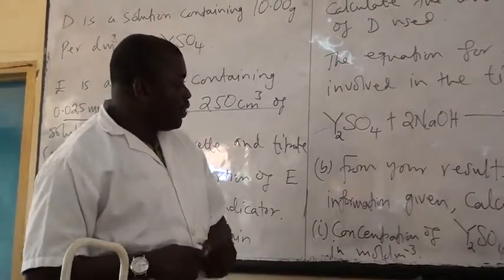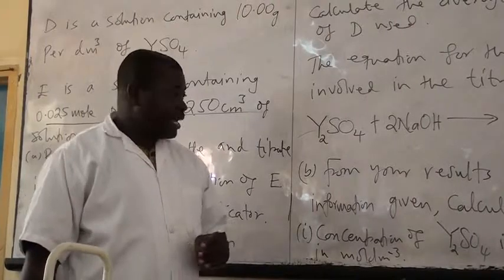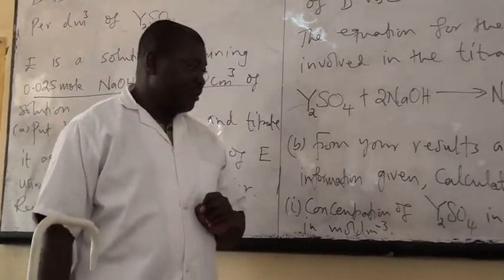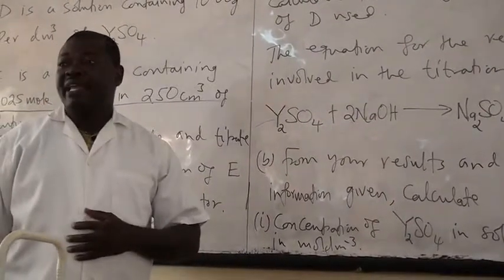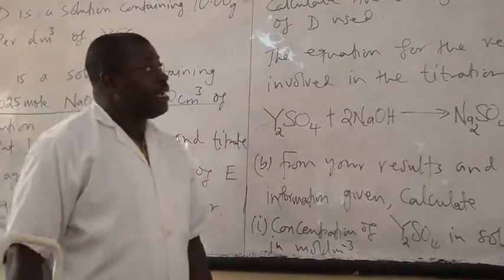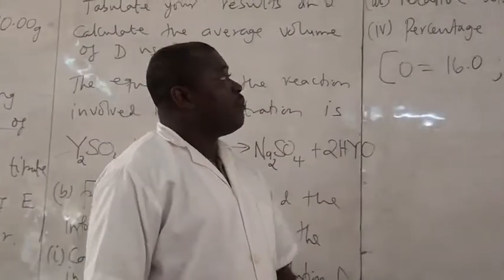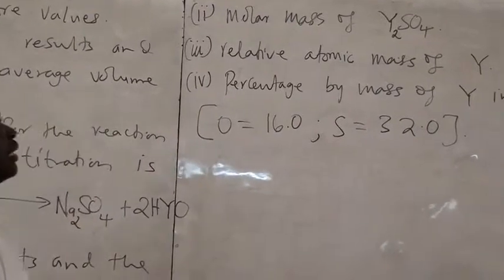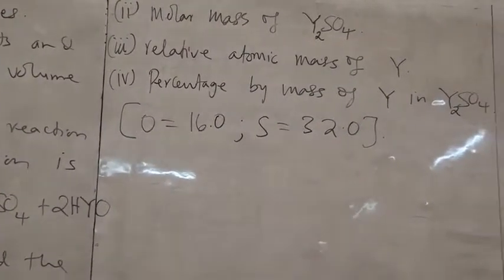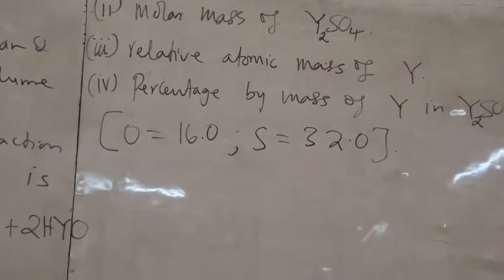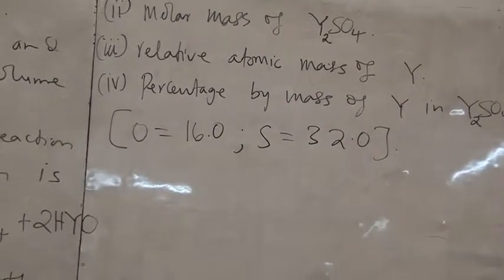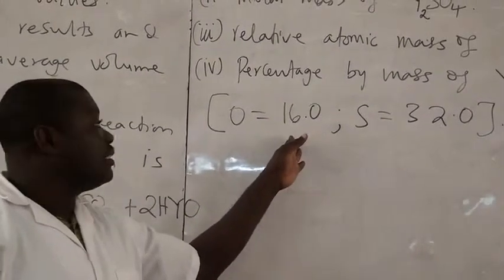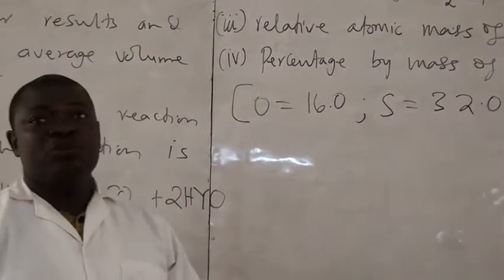B says from the results and the information given, we calculate the first one, concentration of Y2SO4 in solution D in mole per dm³. Then after that, we look out for the molar mass of Y2SO4. Then we calculate the relative atomic mass of Y, and the percentage by mass of Y in Y2SO4. Then we have been provided with the relative atomic masses. Oxygen is 16.0, sulfur is 32.0.